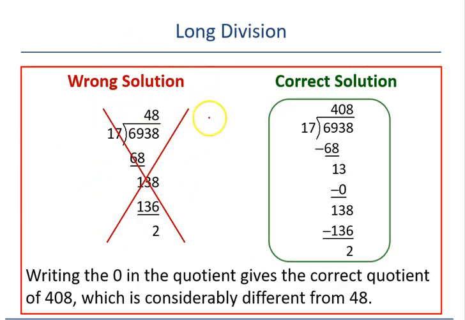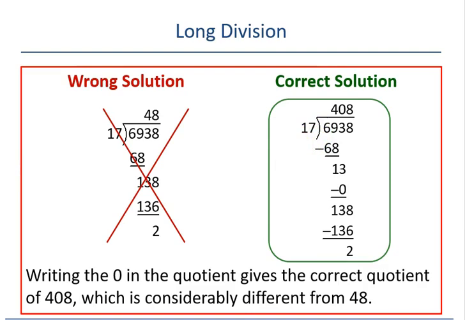Okay, a good little thing I'm leaving here, it's also in your PDF form, is the wrong solutions here. Writing 0 in the quotient gives the correct quotient of 408, which is considerably different from 48. Okay, notice right here, we had to put the 0. Just kind of showing how they divided this one out. Notice if you have somewhere that a 0 happens, like right here, you have to put the 0 in there, because notice the 17 won't go into the 13 here, so they had to put the 0. So it's a good little rule of thumb to remember.